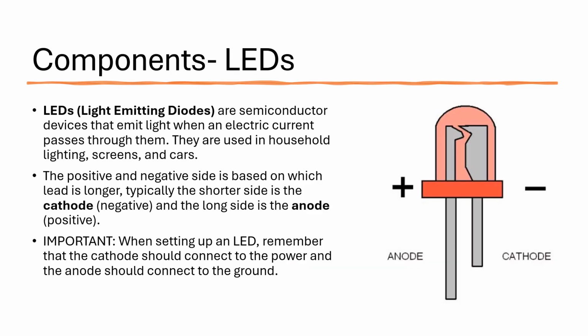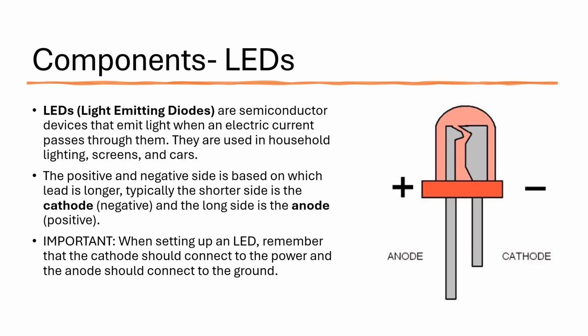An LED, short for light emitting diode, is a semiconductor that emits light when an electric current passes through. Notice how one of the LED's legs is longer than the other. The long leg is called the anode, and the short leg is called the cathode. It's important to know the difference for setting up your circuit.